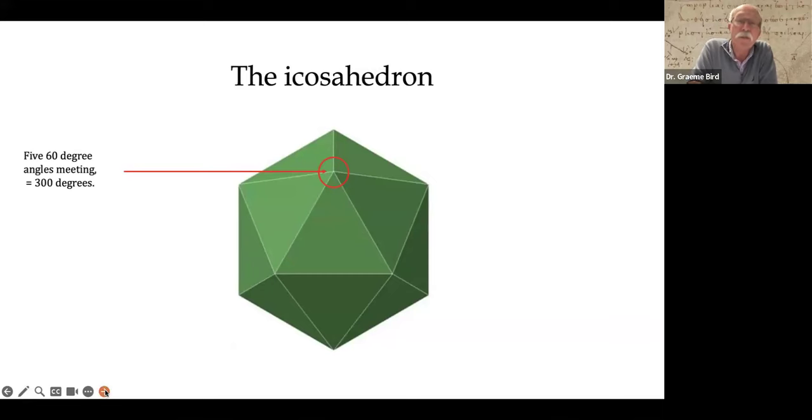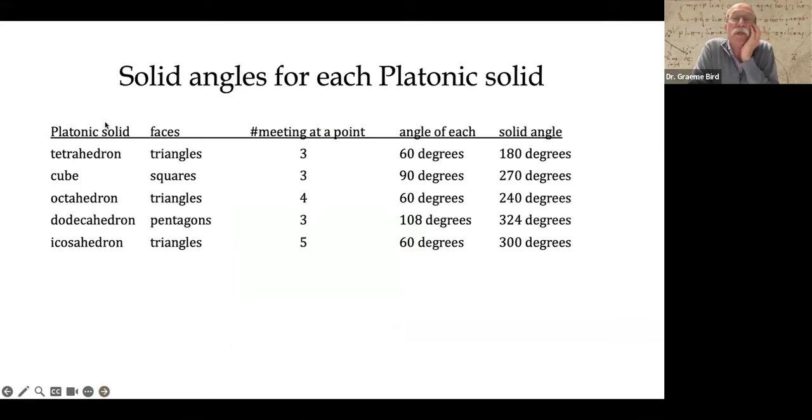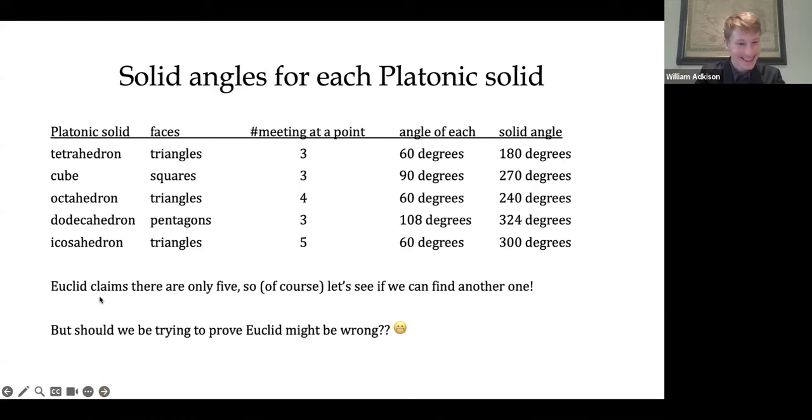Okay, so why stop there? Okay, so here's what we got so far. I'm just summarizing them here. Tetrahedron, 3 triangles, total of 180. Right, so here's the 5 Platonic solids so far, and here's their solid angles. So, William, should we try and prove Euclid wrong? My intuition says no, that's a bad idea. But you got to try, right? Must we? Well, this is me being facetious, tongue-in-cheek. Euclid claims there are only 5, so of course we know he's going to be right, but let's just see. Let's just be kind of cheeky and see if we can find another one.